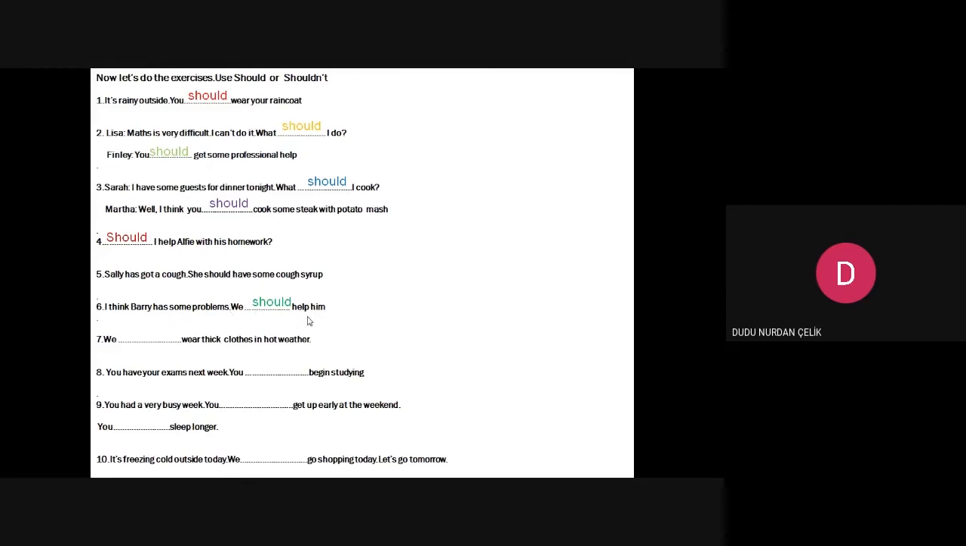Okay, the 7th one. We wear thick clothes in hot weather. Thick means, for example, a jumper is thick cloth. A jacket is thick cloth. Maybe a scarf, gloves for winter clothes, thick clothes. Hot weather? No. So we shouldn't wear thick clothes in hot weather.